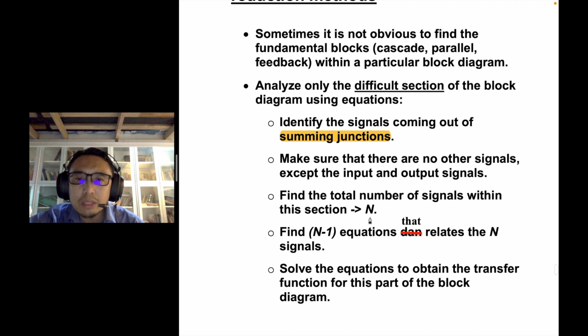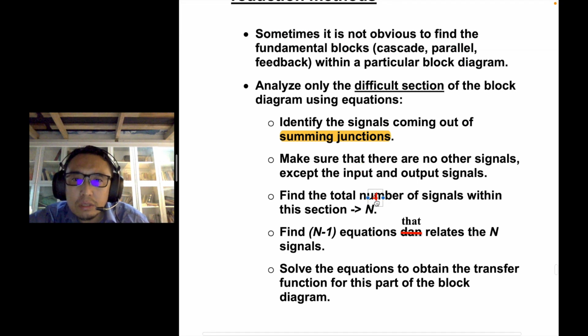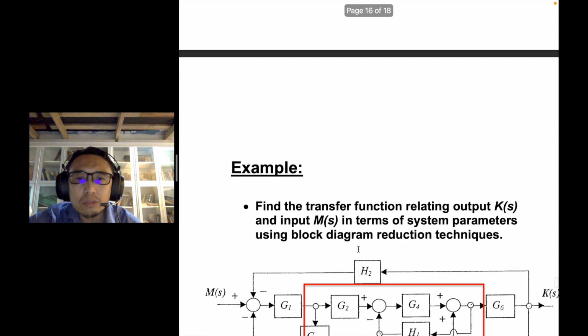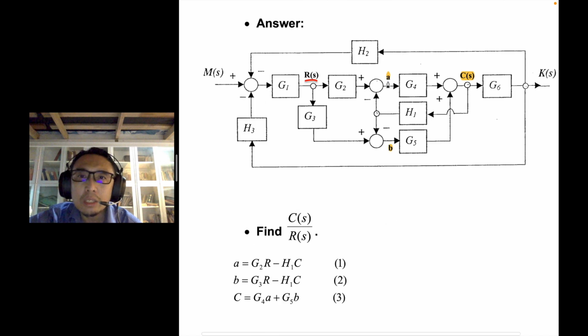So in our case, this is 4 signals, right? So then 4 minus 1 is 3, so 3 equations. So you can see it's not that difficult to write the equations.